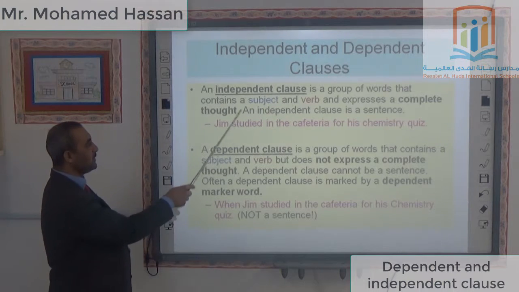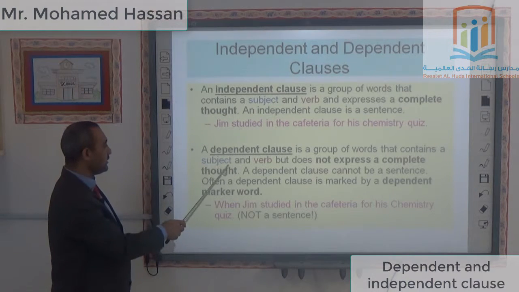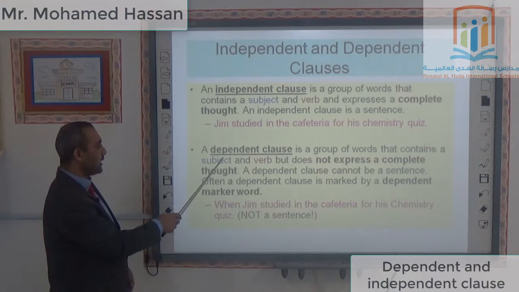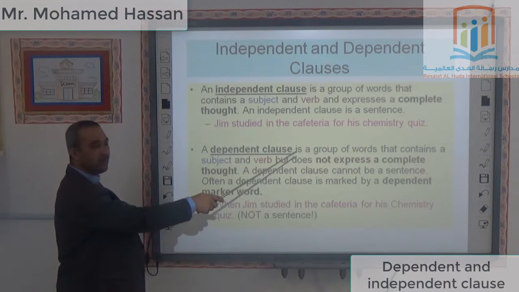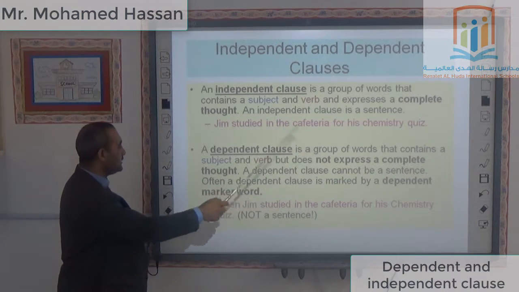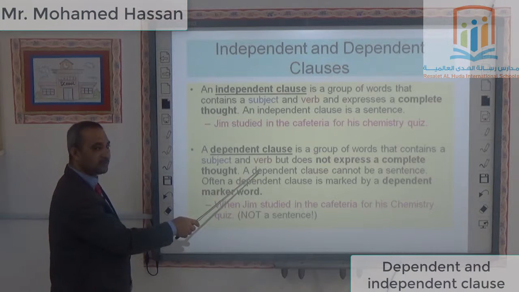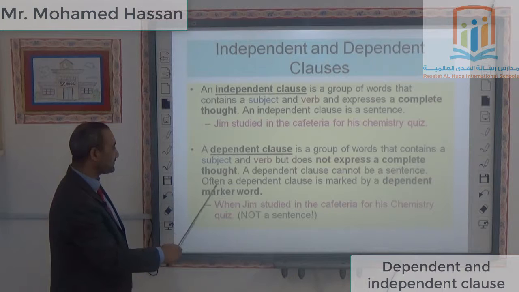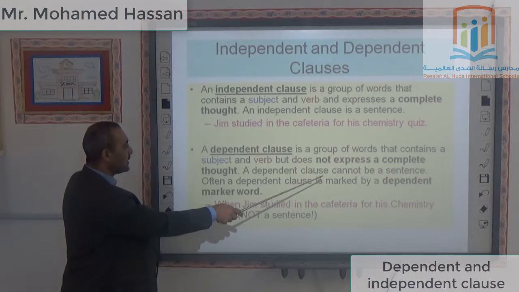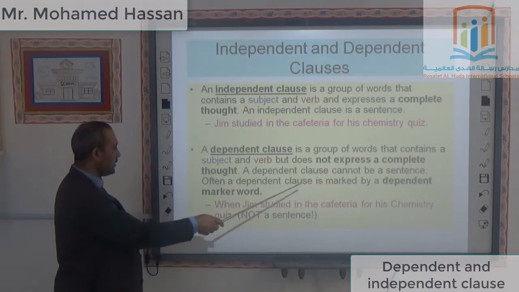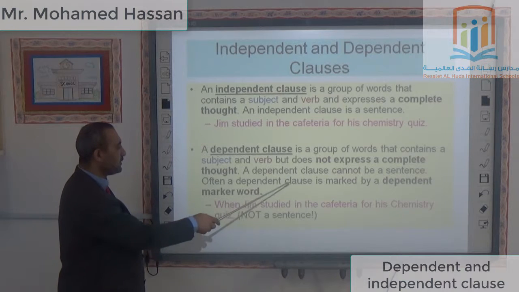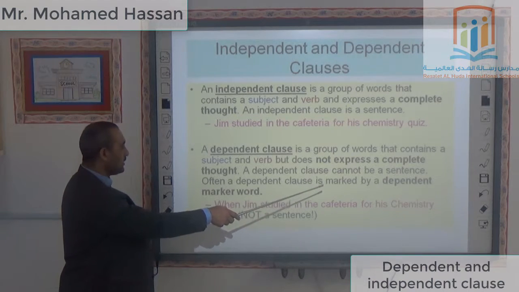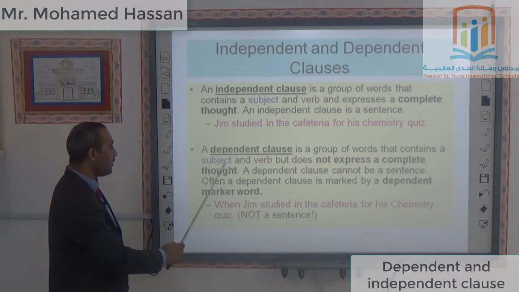What's the difference between an independent clause and a dependent clause? A dependent clause is a group of words that contains a subject and a verb also, but doesn't express a complete thought. A dependent clause cannot be a sentence. Often, a dependent clause is marked by a dependent marker word.